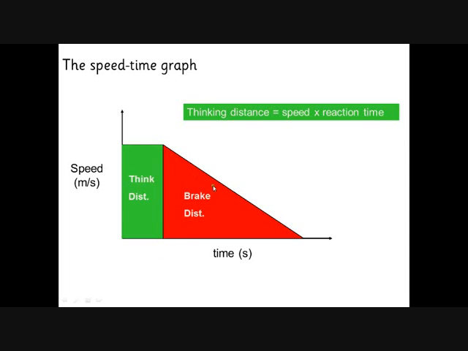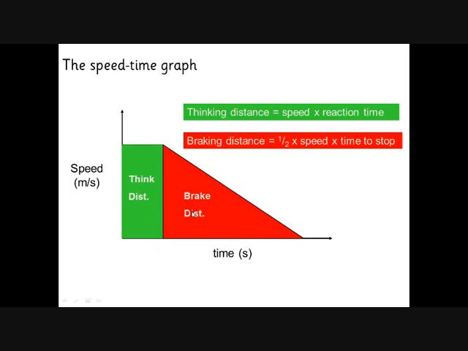Braking distance is a bit more complicated because we've got a triangle. I'm sure you'll remember from your maths, triangles are half times the base times the height. So we've got a half times the speed here times the time it takes to stop. Just be careful on this one. This time to stop, if you've got a number over here, you've got to take away the number here. I'll show you an example here.